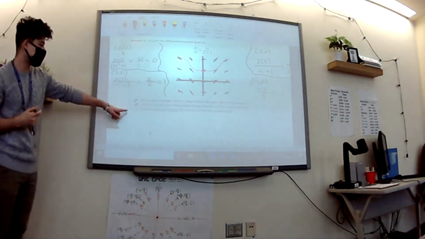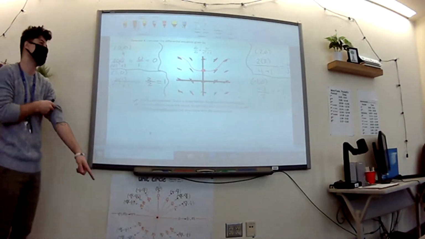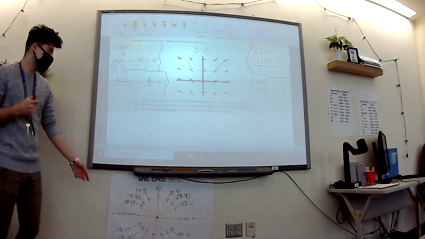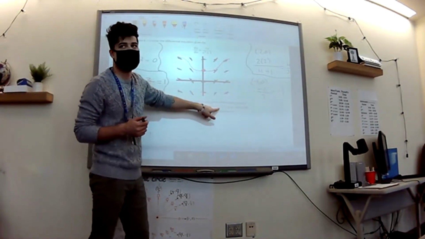Then the last thing is to find a particular solution for the differential equation. Remember, all this means is find the function whose derivative is this that passes through the point (0, 1).